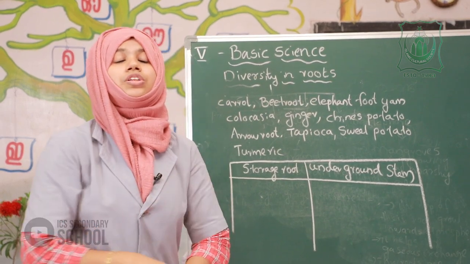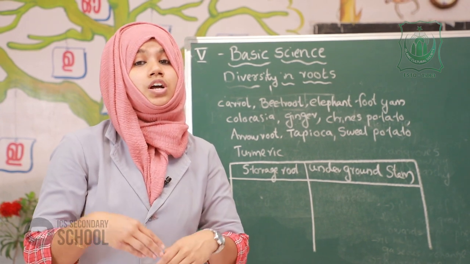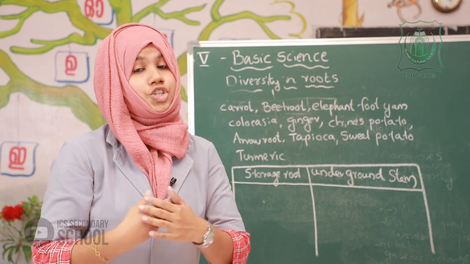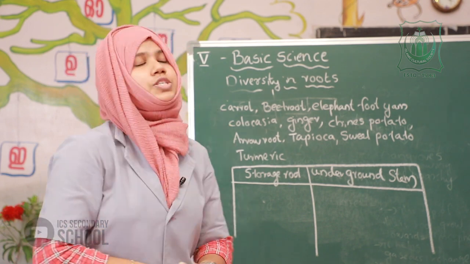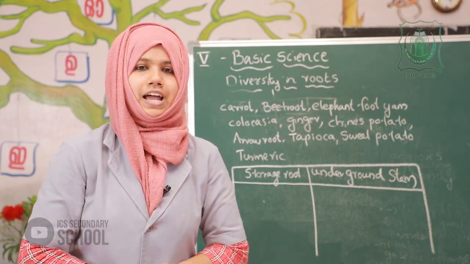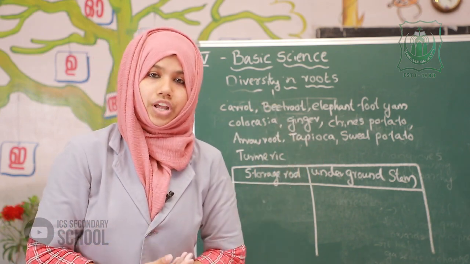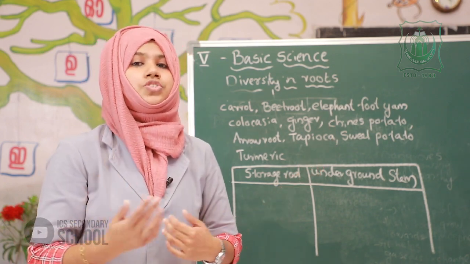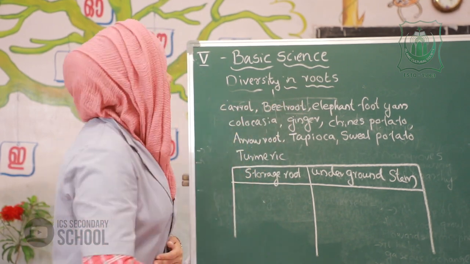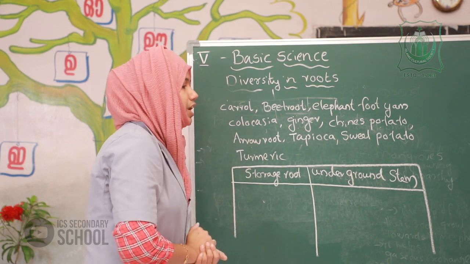So, today we learned about the diversity in root. That means the main function of root is not only to absorb water and minerals but also to give support, then gaseous exchange, and store food. The first one is prop root and stilt root. Both give support to the plants. Next is pneumatophore. It helps in gaseous exchange. Then storage root, food stored in root. Next is underground stem. So, you have an activity. Classify these under two groups, that is storage root and underground stem.